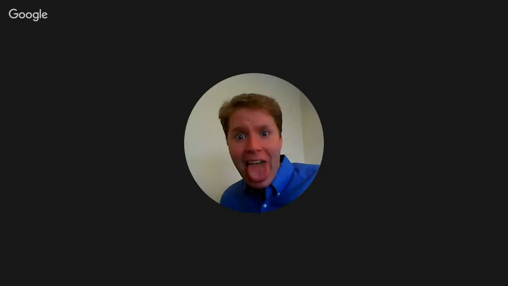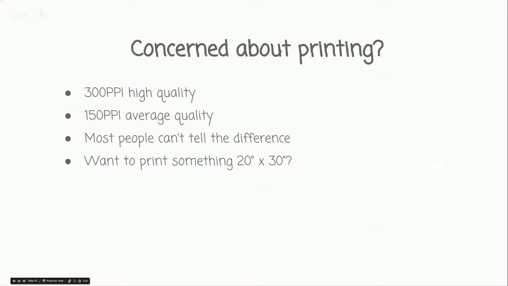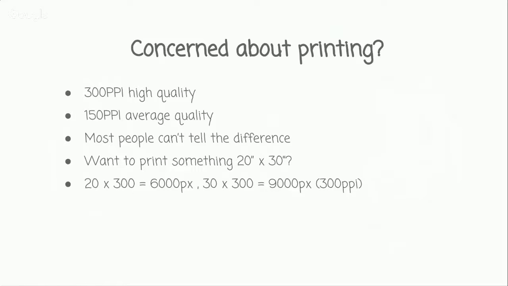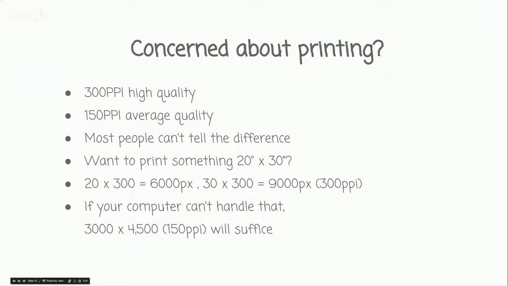Now, if you want to print something that's 20 by 30 inches, 20 times 300 is 6,000, 30 times 300 is 9,000. That's a pretty big image, but that's going to be high quality. But frankly, if your computer can't handle that, if you drop down to 150 ppi, it's going to suffice. Nobody's going to be able to tell.